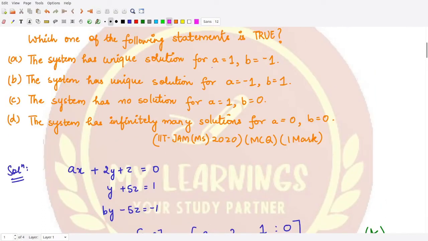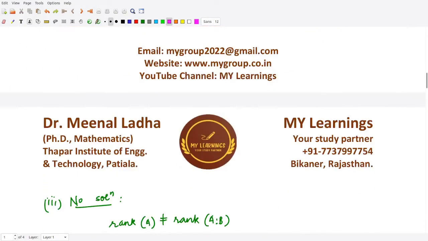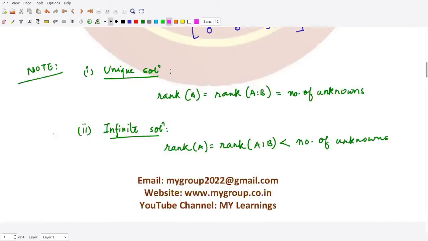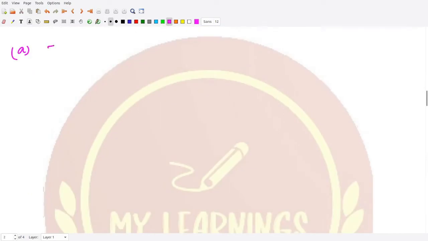For option A, we have the value of A as 1 and B as minus 1. Let's substitute, and we have to check for unique solution. So in the first case, we have the value of A as 1 and B as minus 1. Our augmented matrix would become 1, 2, 1 and 0. In place of A we have substituted 1, and then the second row would be as such. For the third one, in place of B we have to write minus 1. Now we have to see for this matrix what the rank is.